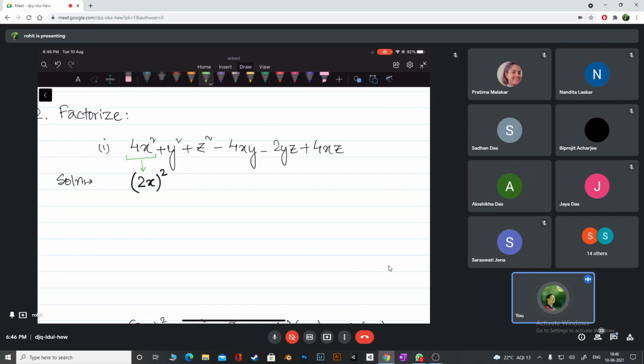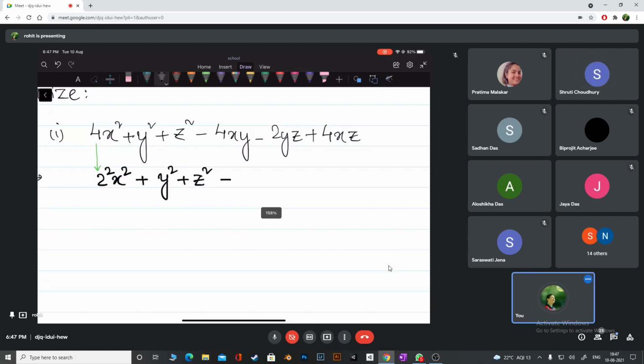Instead of 4, what can I write, guys? Can I write 2 square? It is the same or not? In place of 4, I will write 2 square. We also have x, so I'll write x square. Plus we have y square, and here z, so we'll write z square. Minus. Will you agree? Please check.